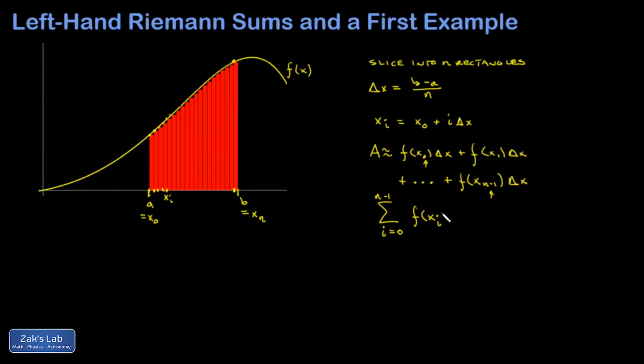f of xi, that's the height of the ith rectangle, times delta x, the width of each of these rectangles. And again, delta x is computed by taking the entire interval width and dividing by how many rectangles you chopped it into. One last thing I want to point out here is that because f of x is increasing and we're measuring the height of each rectangle at the left end of each subinterval, I can see that my rectangle approximation of the area is underestimating the true area.